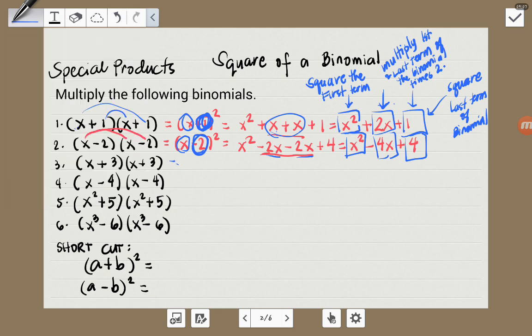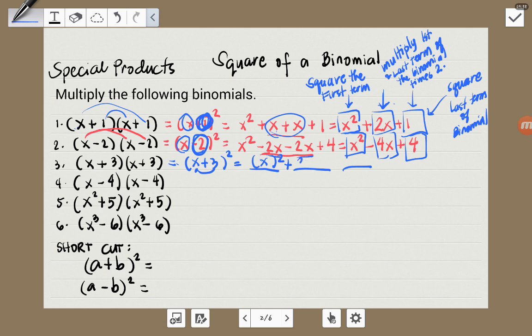Sulat mo na natin siya as binomial. Square ni x plus 3. So, alam natin na ang sagot ay tatlong term. At yung first term ay square lang ni first term, ni x. Okay? And then, dahil ito ay plus, plus din yan. So, multiply mo lang silang dalawa.